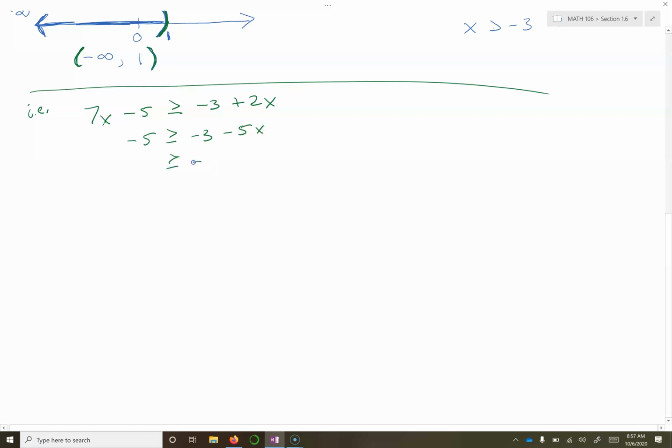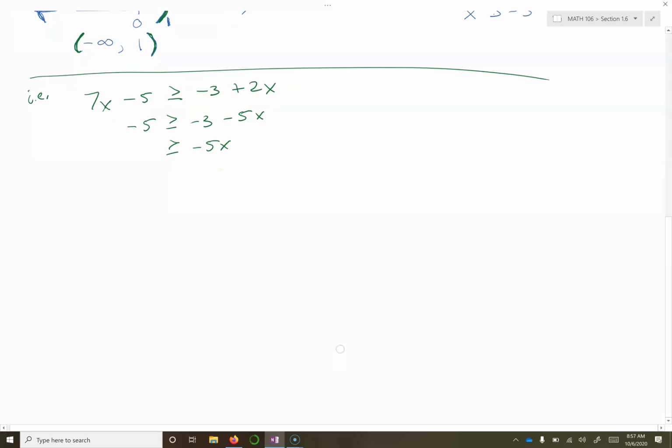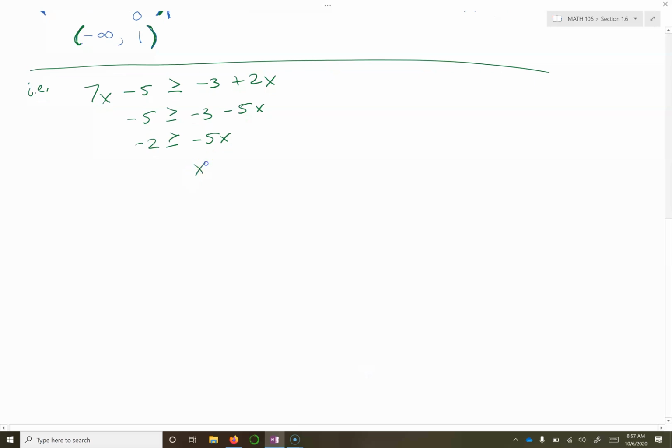And then I'm going to add 3 to both sides, right? Yeah, and get a negative 2 on the left, right? And now I'm going to divide by negative 5, which means I have to flip the greater than or equal to a less than or equal to, and I get 2/5. Okay, all right, so there's my solution in inequality form.